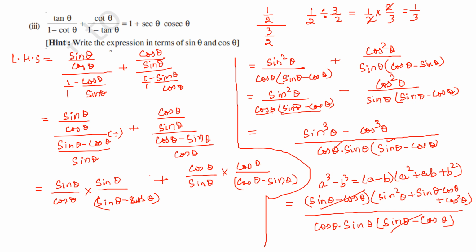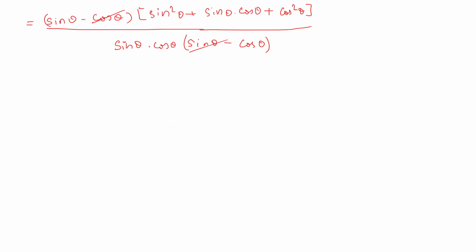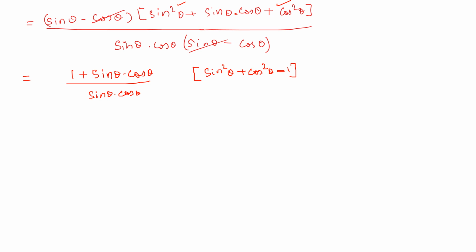Okay. So now we are left with sine square theta plus sine theta into cos theta plus cos square theta. And we know this identity, sine square theta plus cos square theta, it will give me 1. It will be 1 plus sine theta into cos theta divided by sine theta into cos theta. And you have to mention here, you have used the identity sine square theta plus cos square theta equal to 1.